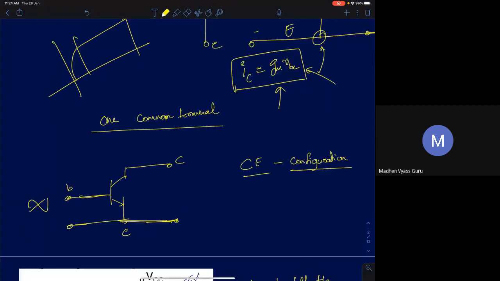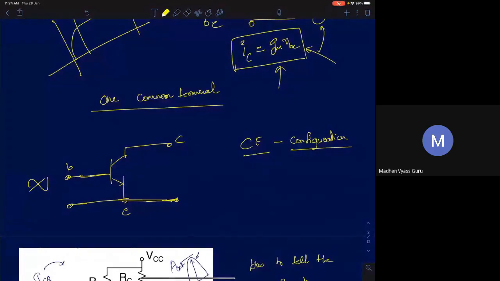So now we said in a common emitter configuration, this configuration is called common emitter. So how do you find whether it's common emitter, common base, or common collector? Follow this general rule.